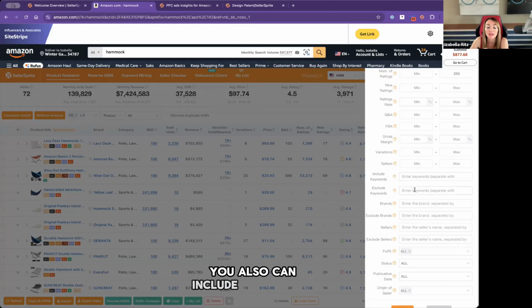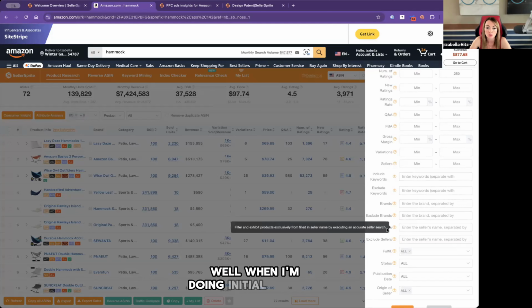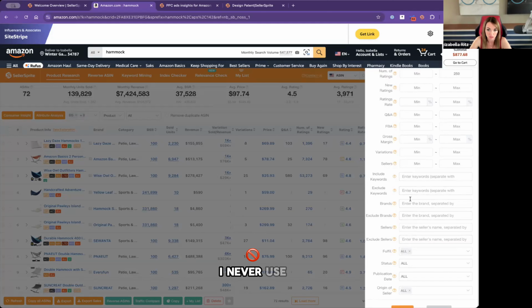You also can include and exclude certain keywords. So for example, you don't want this product to be targeted for the keyword handmug that is misspelled, or vice versa. Or maybe you don't want to have the keyword summer, or you want to have the keyword fall for some certain reasons. So you can do that as well. When I'm doing initial product research, I never use these specific filters, but for your ID, you just have it. I just want you to know that you have it.